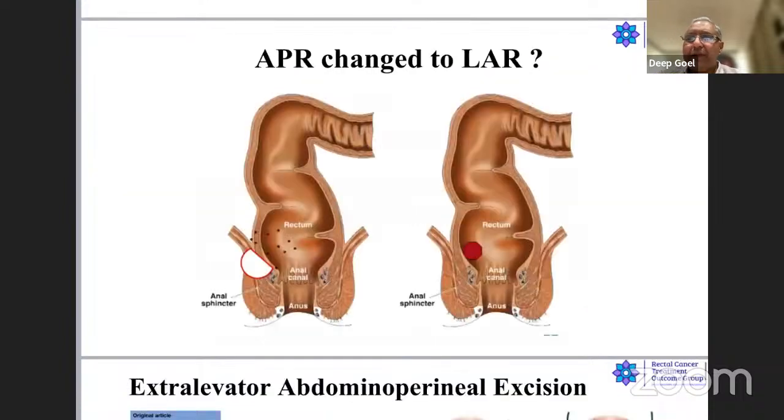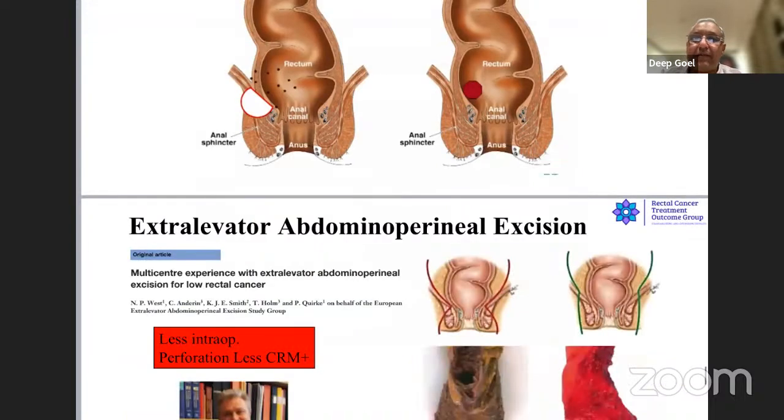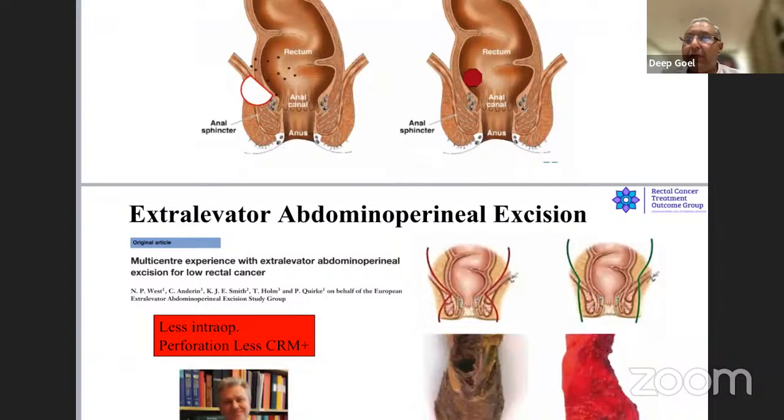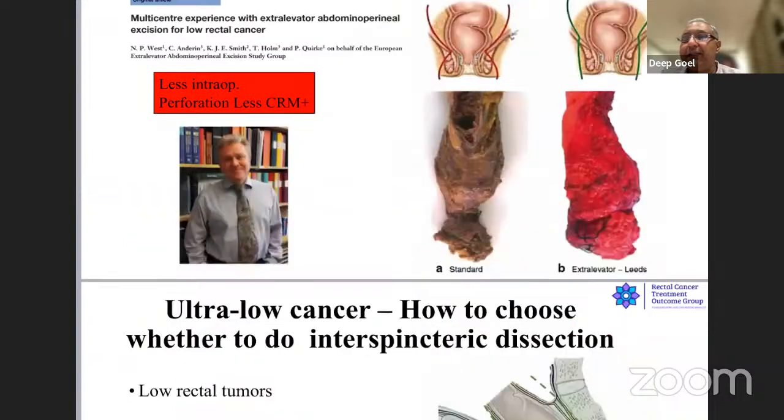Same thing. So look at this picture. On the left side, we have a patient before neoadjuvant treatment, where the disease is involving the internal sphincter and a part of the external sphincter. But after neoadjuvant treatment, you see how the disease has regressed and responded very well, and this has been converted to an ELAPR. If you cannot save the sphincter, I would say today the surgery of choice is extralevator abdominoperineal excision. This is the specimen which you will see on the left side, where you see the waisting, and on the right side is the extralevator specimen.